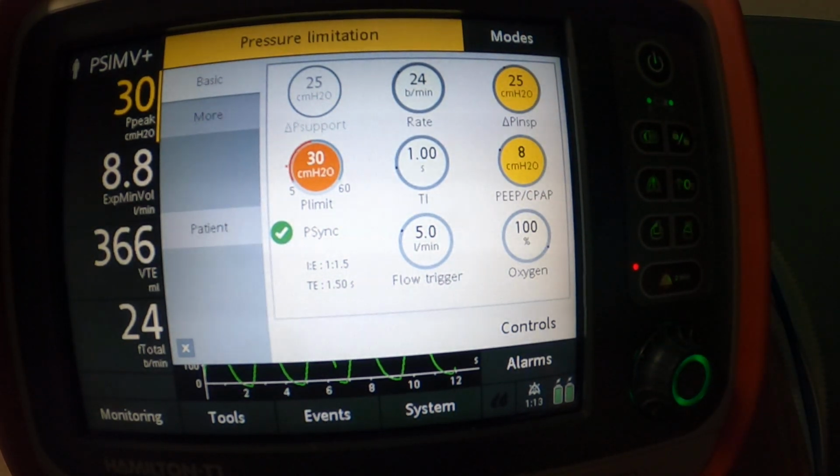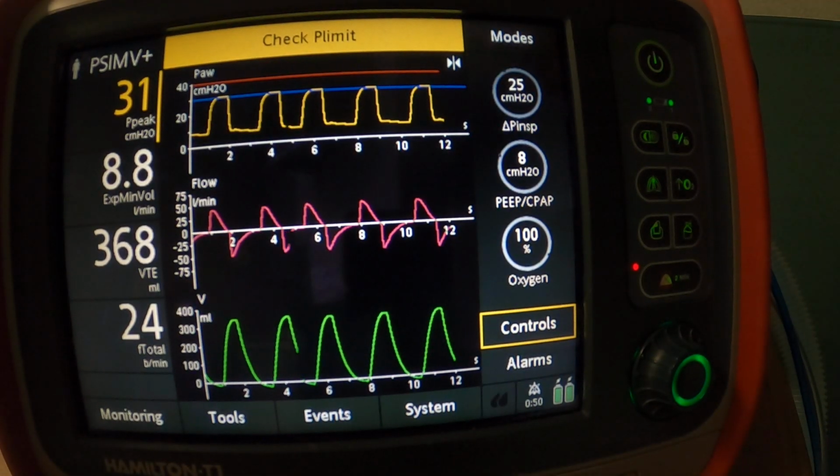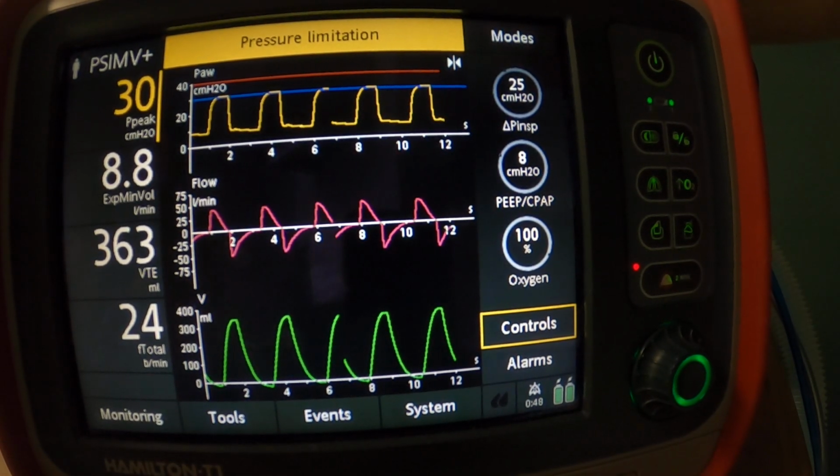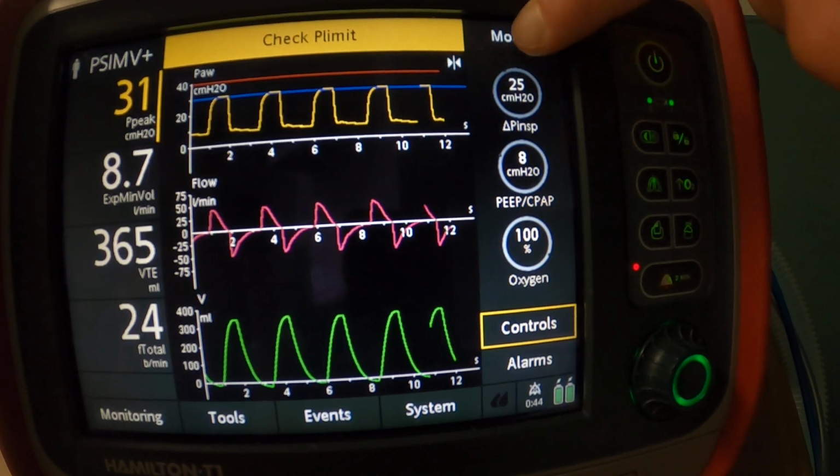Other patient adjustments could be sitting the patient up at 30 degrees, taking any tight constrictive bands off the chest, providing additional sedation. Typically these patients are going to be paralyzed, but pain control is absolutely critical. Those are just some techniques to use in order to get better ventilation of your patients.